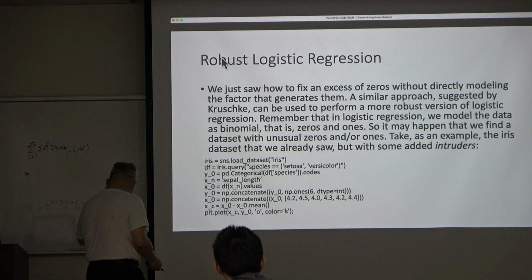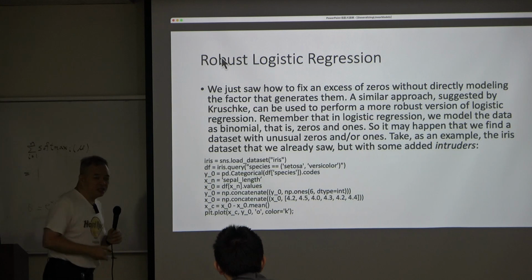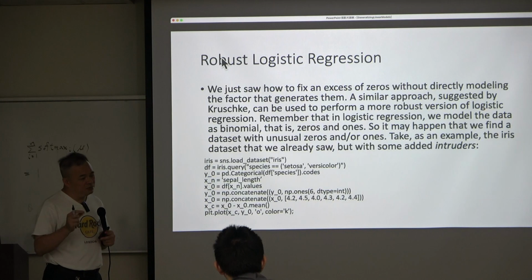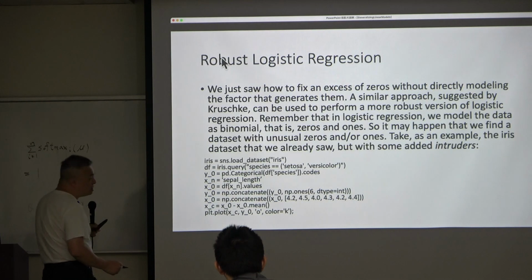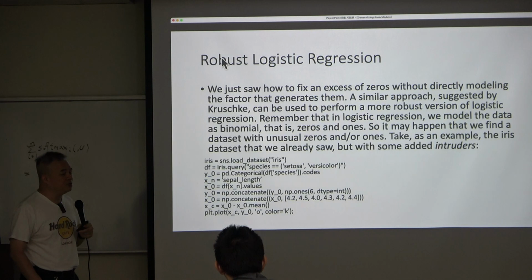So we just saw how to fix excesses of zeros without directly modeling the factor that generates them. A similar approach was suggested by Kruschke. Kruschke is the guy who wrote the other book, the very thick one, Doing Bayesian Data Analysis. That's really actually a very good book. I used that for this class for several years.